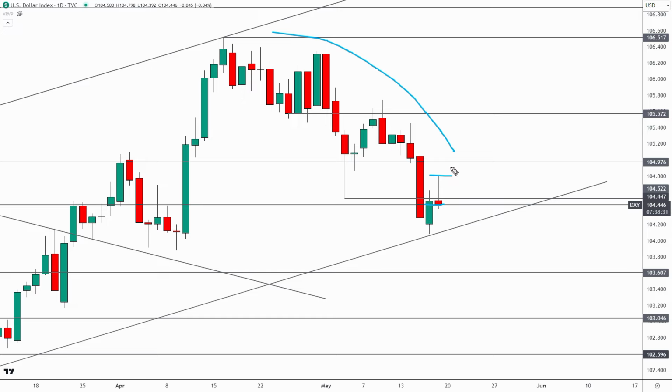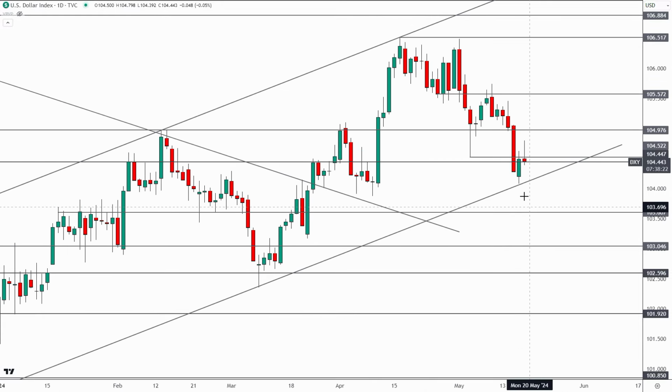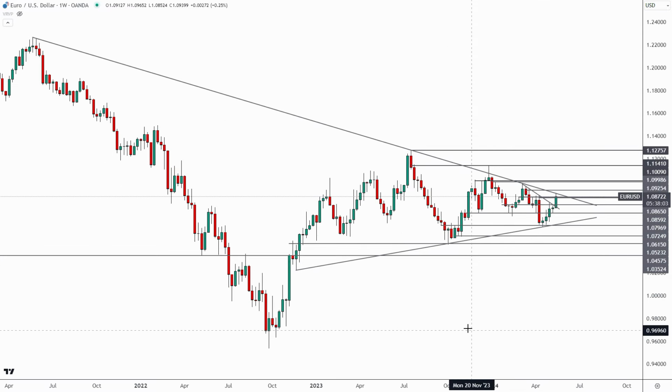It could break down as well, but there's more needed here from bulls and bears for the DXY for us to really conclude that this is going to be a short-term bottom, or if this trend is going to continue lower. So next up, we have the EURUSD, which is testing the trend line here from 2021 this week.